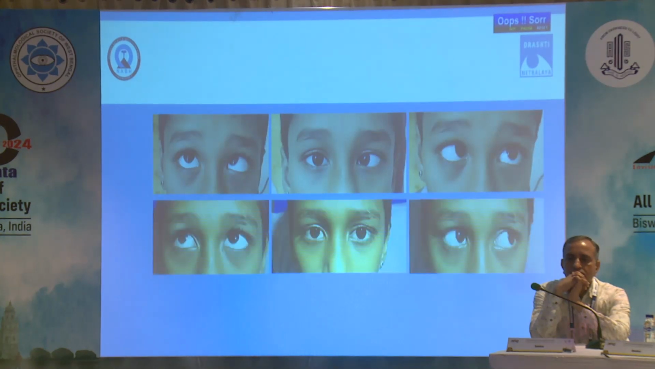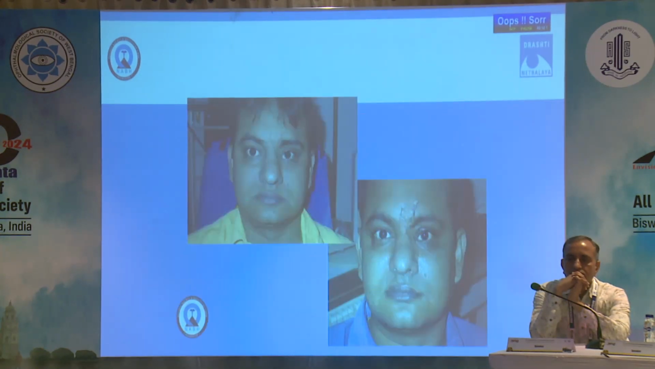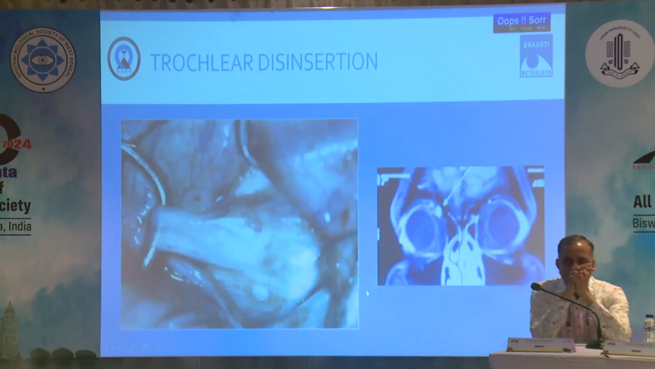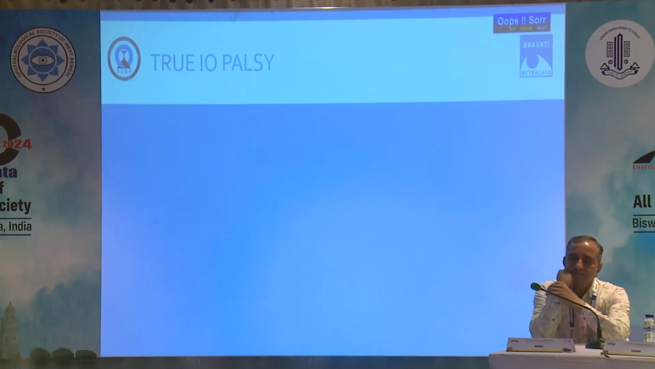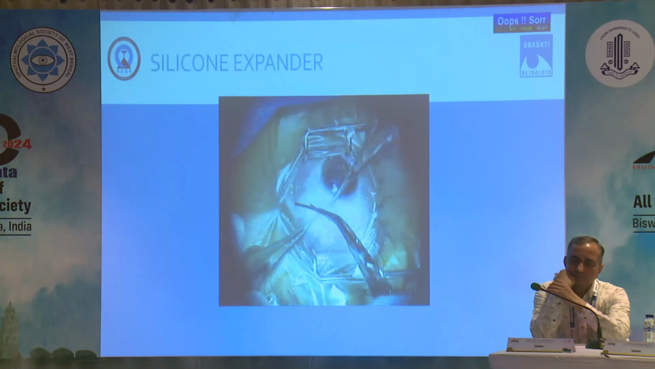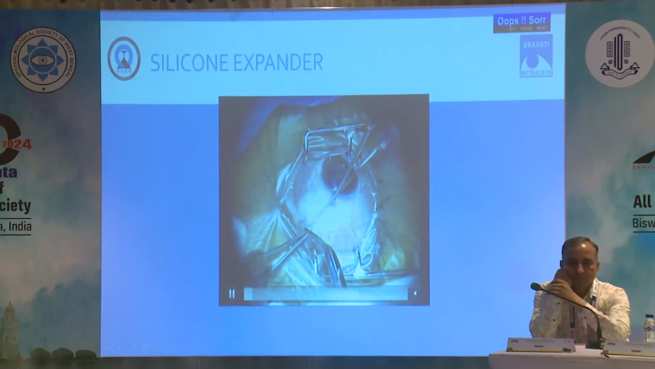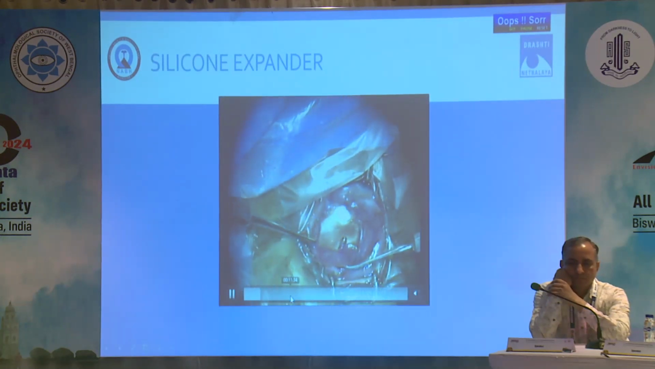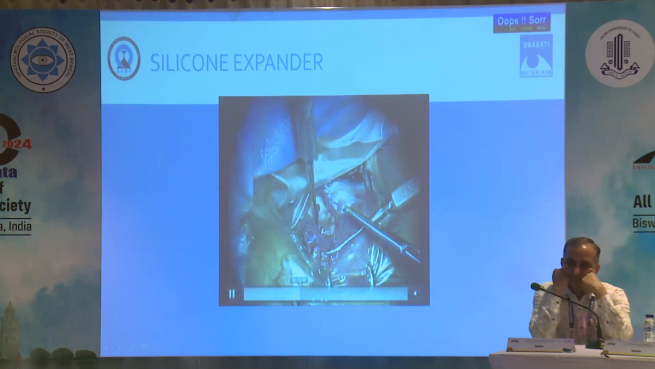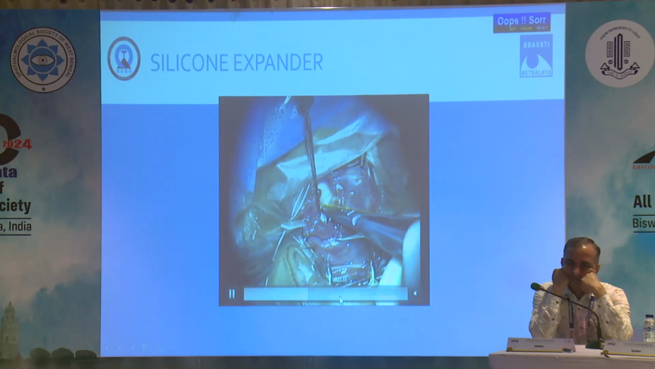Bilateral IO weakening also. In this patient, we did bilateral IO weakening. And in this patient, simple medial canthal transposition could correct the outlook of the patient. He is a gynecologist. So trochlear insertion, we don't do anything. SO overaction is very, very less, but we did in this patient. We saw this patient with severe SO overaction that was also post-trauma. So we placed a silicone expander in SO.